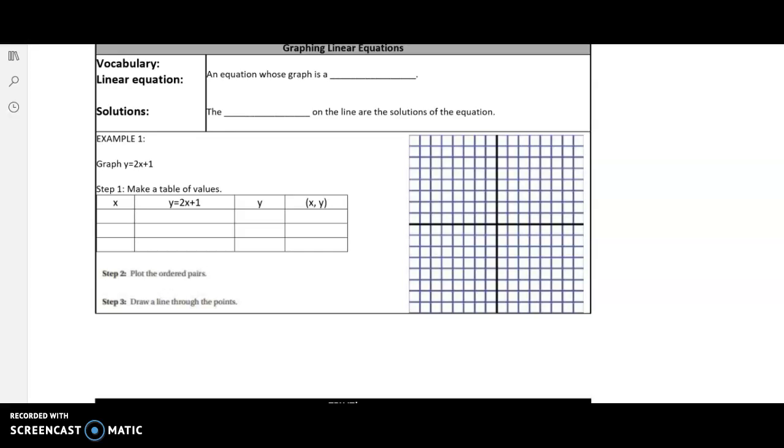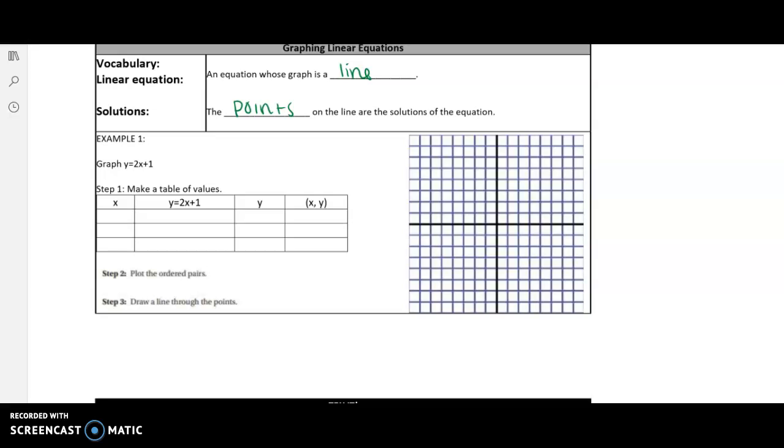So a linear equation is an equation whose graph is a line. And the points on the line are the solutions of an equation. So all the equations that we've been solving actually make a line, and those solutions are all points that are on the line. So anytime we found something that made the equation true, that's actually a point that's been on a straight line.